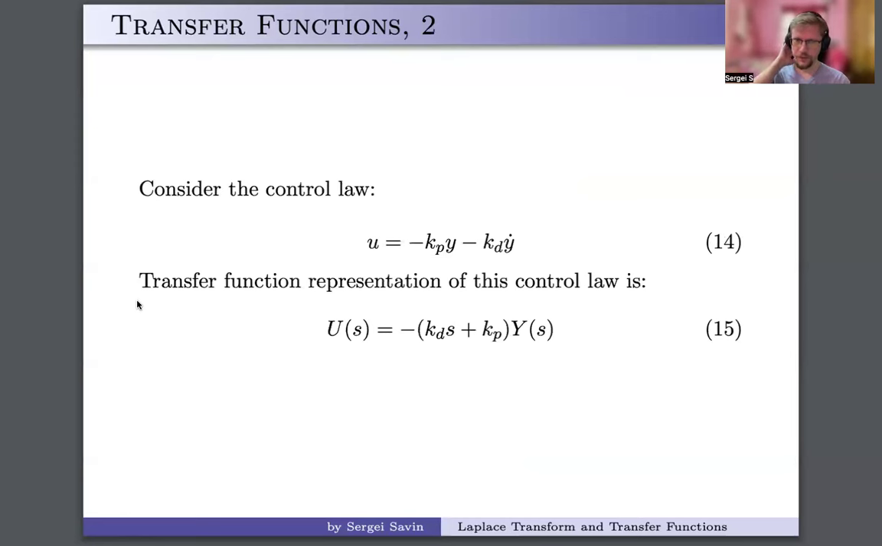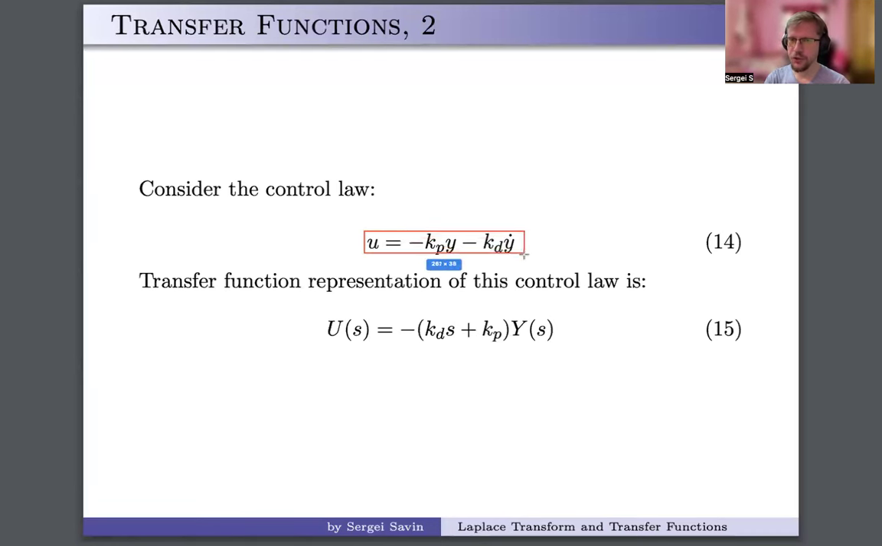Now, here is another interesting example. Consider what we call a proportional differential control law. We haven't studied it, but you will see it plenty of times in any practical course on mechatronics, on introduction to robotics, almost anywhere. It is a control law where u is proportional to some kind of variable, like variable y in this case, and it is proportional to its derivative as well. So it is kp, the proportional coefficient, times y minus kd times y dot. On practical sessions, you may see it.